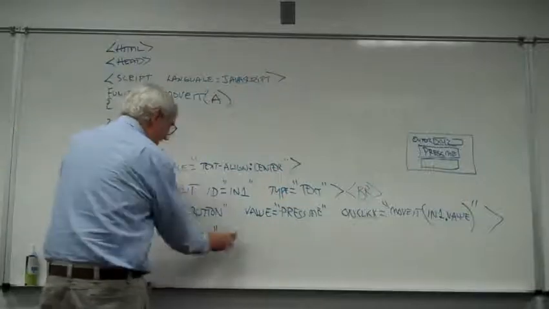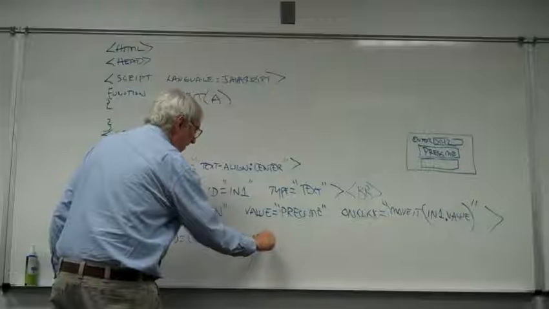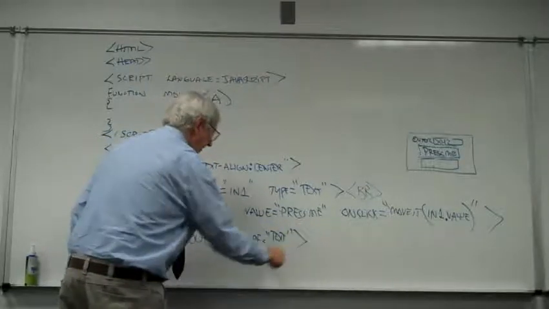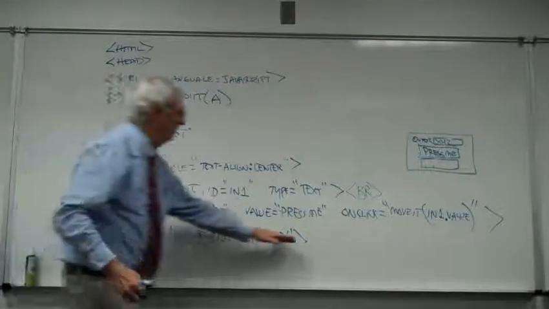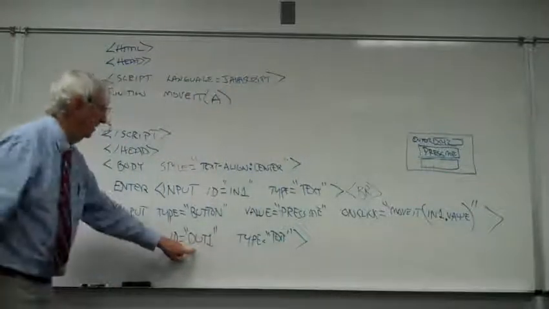And its type, it's got a space right here. Its type is also text. Text. And that's it. Done. That's it right there. That's the return. So this right here will create that box. And its name is out1.